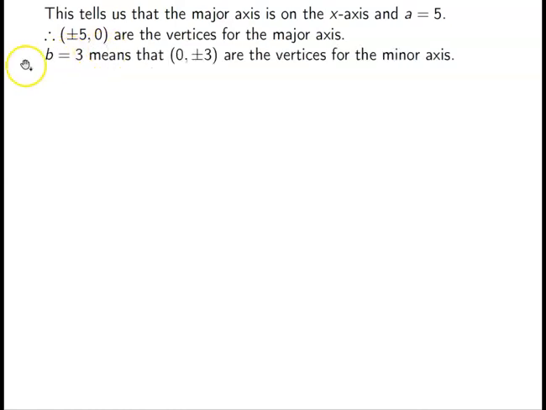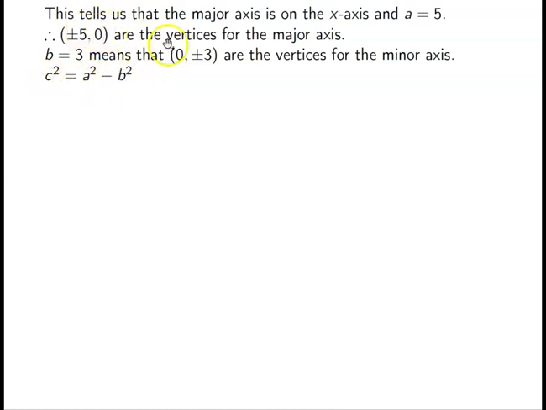If I'm centered at the origin, I go plus or minus 5 and 0. These are going to be the vertices for the major axis. For the minor axis, it'll be 0 plus or minus 3, because b is 3. So from the center, I go up 3 and down 3, and those are going to be the vertices for the minor axis.